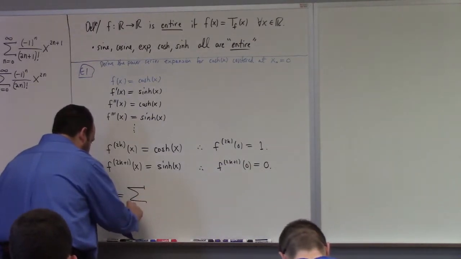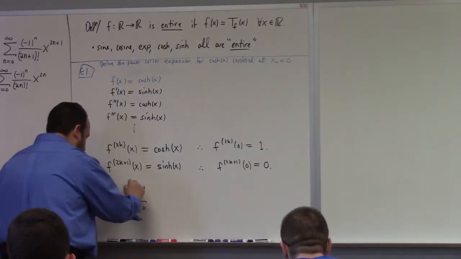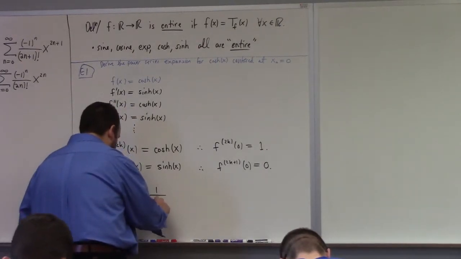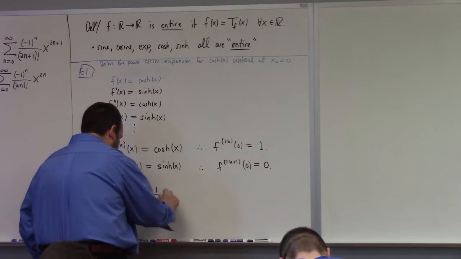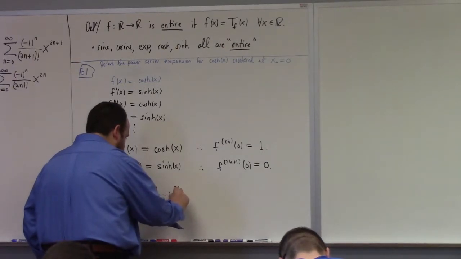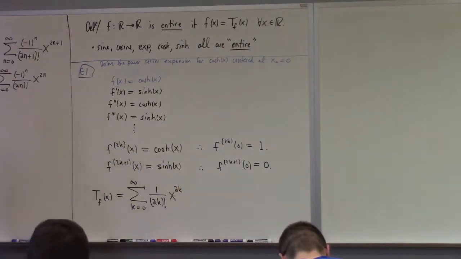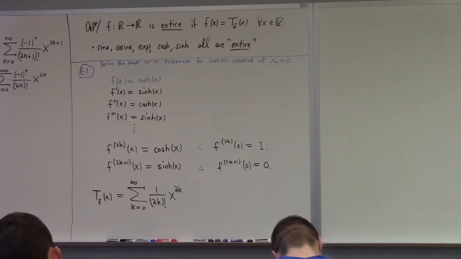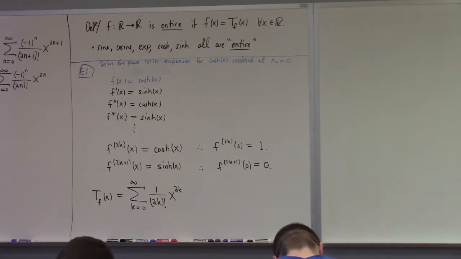I say it's the sum k equals 0 to infinity of 1 over (2k) factorial x to the 2k power. What am I doing? I'm just using the Taylor series and writing down the terms which are non-trivial, right? So all of the odd terms in the Taylor series for f are 0, right? And all that you're left with is the even terms.